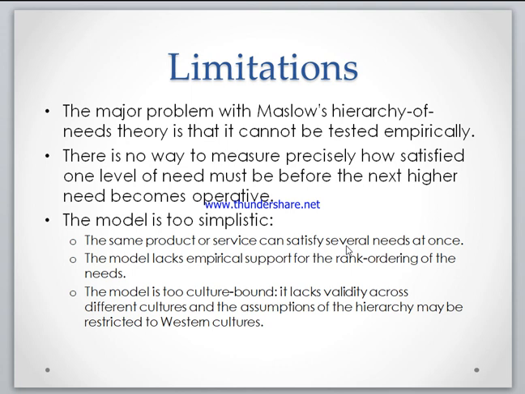We can also say there is no way to measure precisely how satisfied one level of need must be before the next higher level of need becomes more operative. Also, the model is too simplistic. That is, the same product or a service can satisfy several needs at once. Yes, we have seen it many times that the same product can satisfy several needs. The model lacks empirical support of ranking and ordering of all the needs.